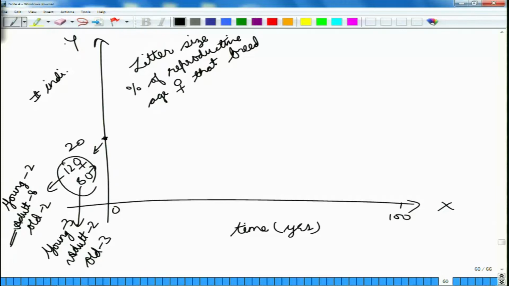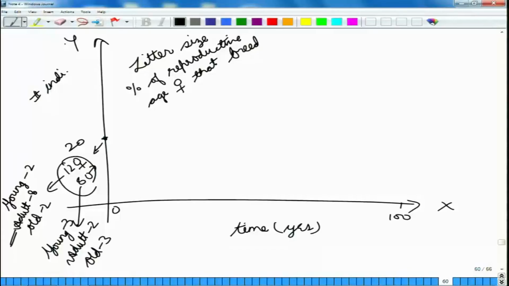So, for instance, we are looking at a tiger population and we are observing that if we have 50 reproductive females, only 30 of them are breeding at any point of time. So, we would say that 30 out of 50, or 60%, is the percentage of reproductive age females that would breed.